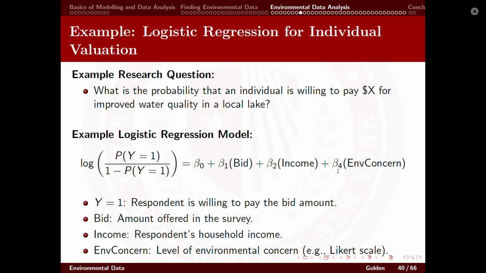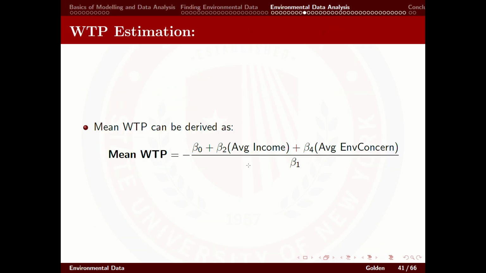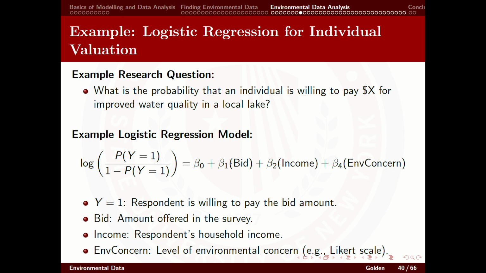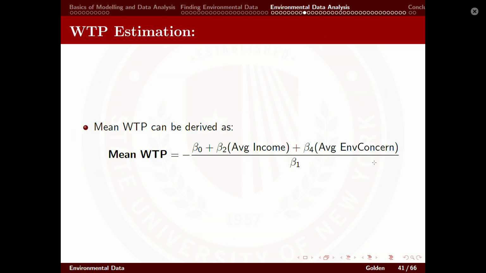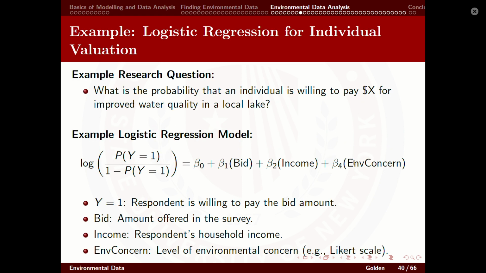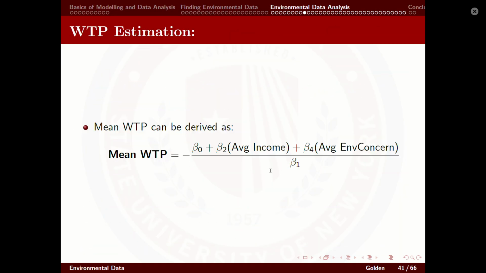So maybe you can say more environmentally concerned people are more likely to be willing to pay X dollars, and maybe as the bid goes up, that becomes more likely, and there's some bid after which basically everyone's willing to pay it. So mean willingness to pay can be derived as negative beta 0 plus beta 2 plus beta 4 over beta 1. So basically, you take these factors, you put them in here, and you get the mean, and you divide by the coefficient of the bid.